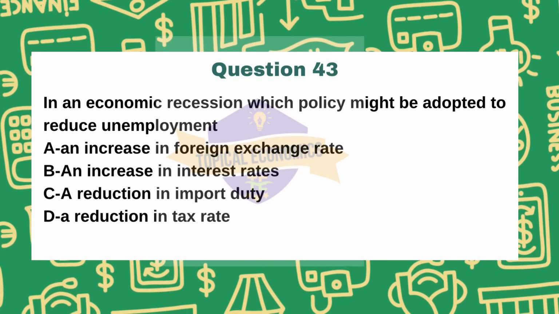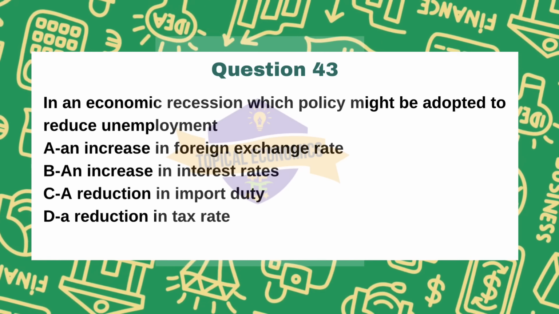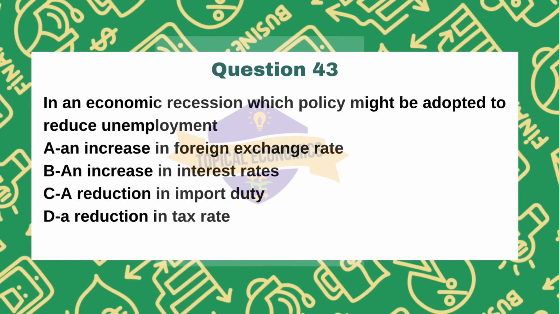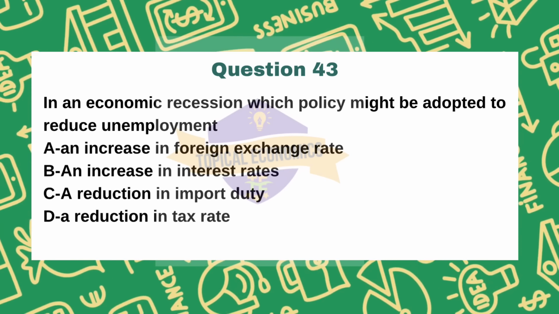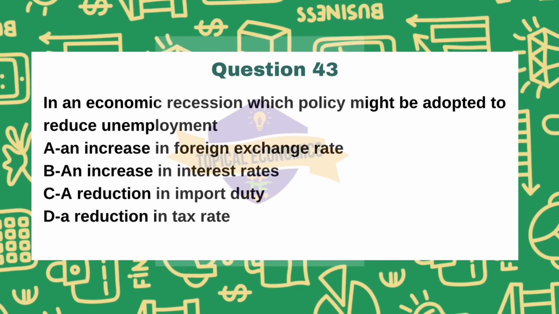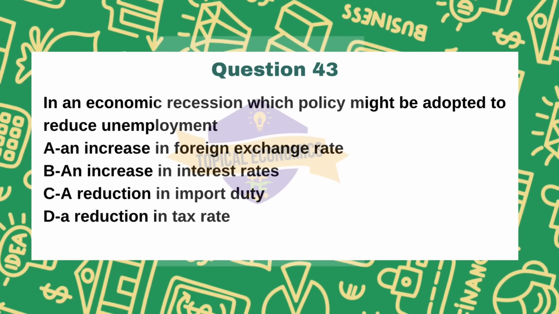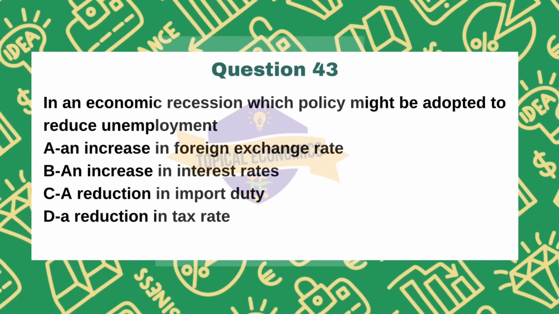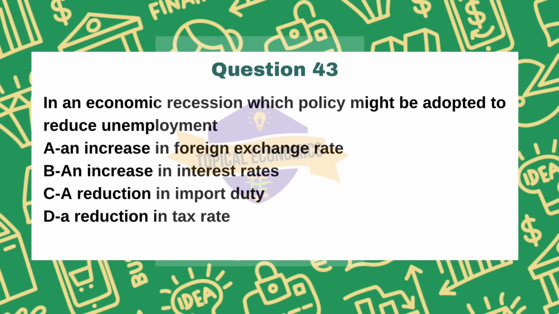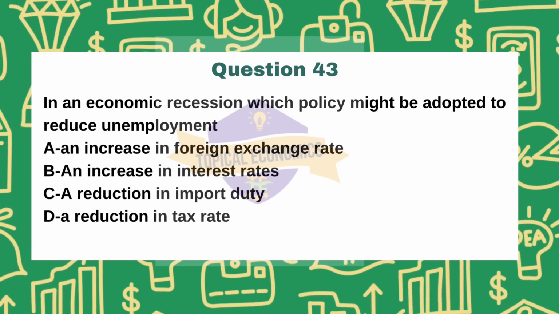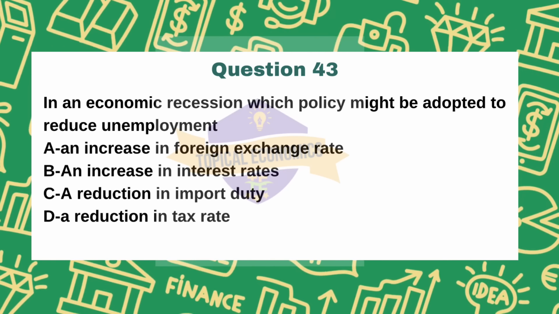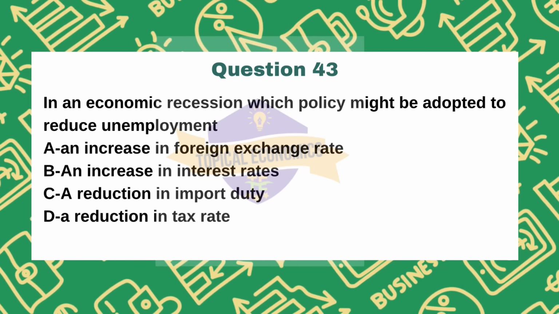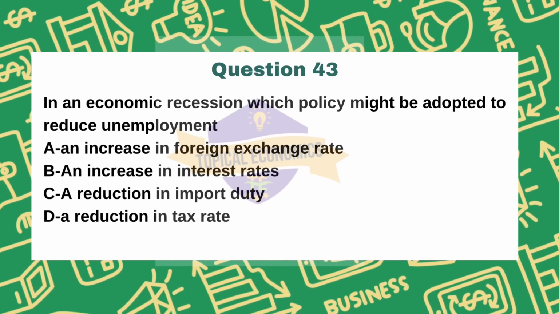In an economic recession, the policy that might be adopted to reduce unemployment is option D, a reduction in tax rate. A reduction in tax rates can stimulate economic activity by increasing consumers' disposable income, encouraging spending and investment. This, in turn, can lead to job creation and a reduction in unemployment as businesses respond to increased demand for their products and services. Let us analyze other options as well.